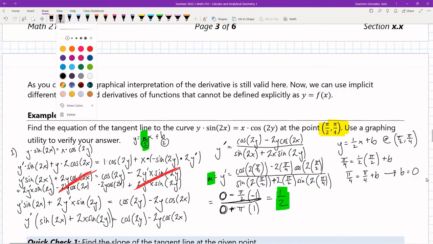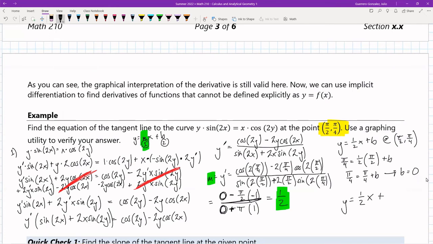So then our final answer now: y is equal to 1/2 x plus 0. And we are done. I know this is a long way coming now, but here we are. So the tangent line to that curve at that point should be 1/2 x. So again, you can always use a graphing utility to verify your answer. And thankfully, Desmos is pretty good at graphing these things.